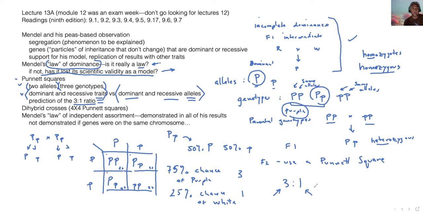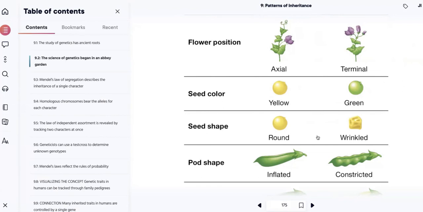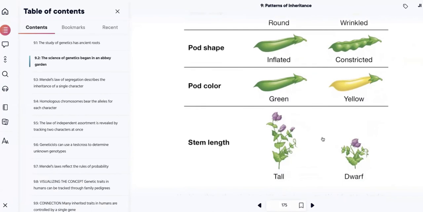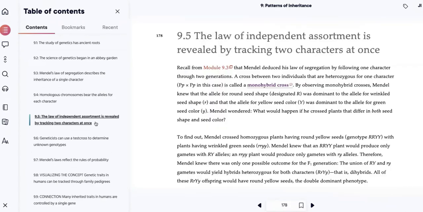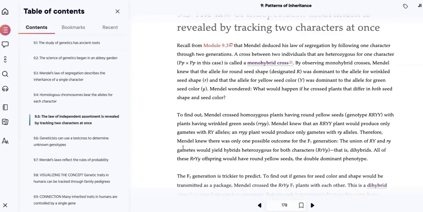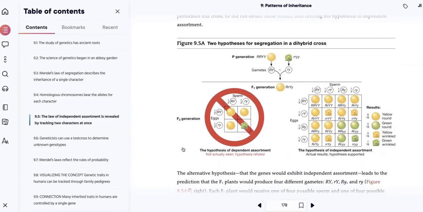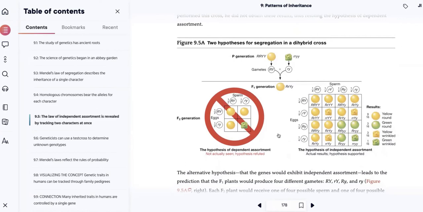Okay, back to our chapter, which is to say that, remember I said that Mendel was replicating this result for all 7 of his characteristics. Another thing that he did, and this is one that I'm kind of skipping over a couple of sections of the chapter, is to look at two traits at the same time.